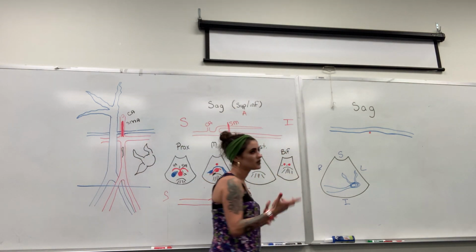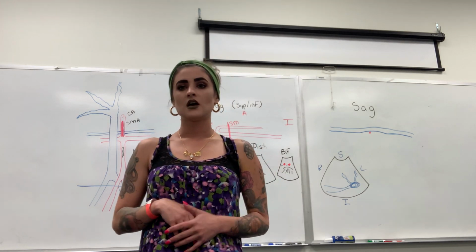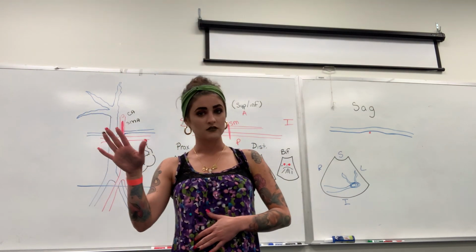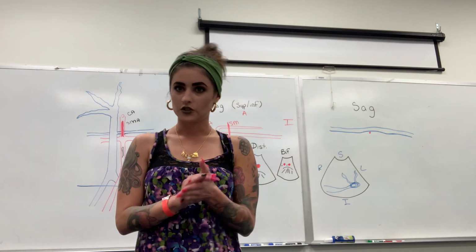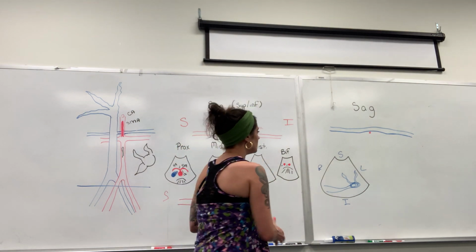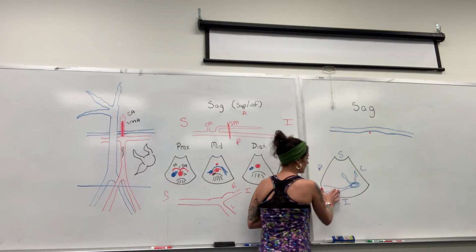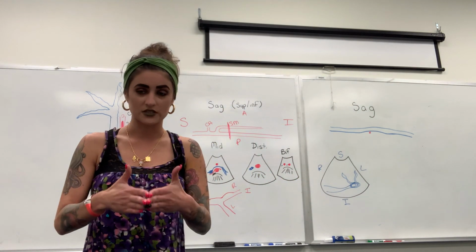Oftentimes we'll get it where I'll ask you guys a question, hey, what is this and this and this? And I'll get somebody who will put portal vein, left portal vein, right hepatic vein. You're never going to have those things connected to the same thing. So this would never be the left portal vein and the right hepatic vein. They're never going to intersect or dump into the same area.